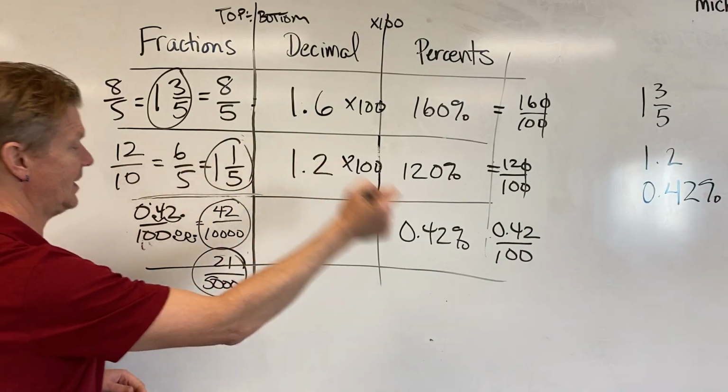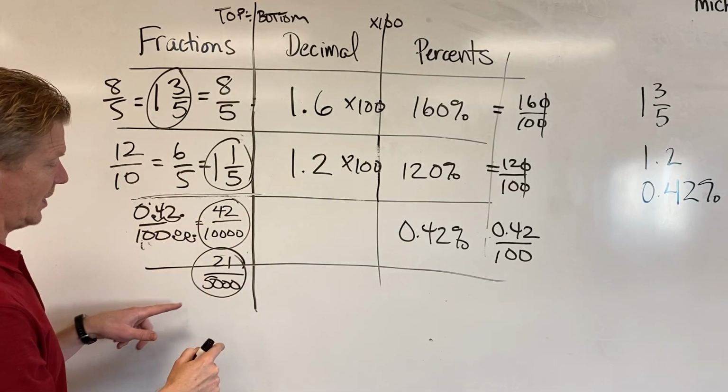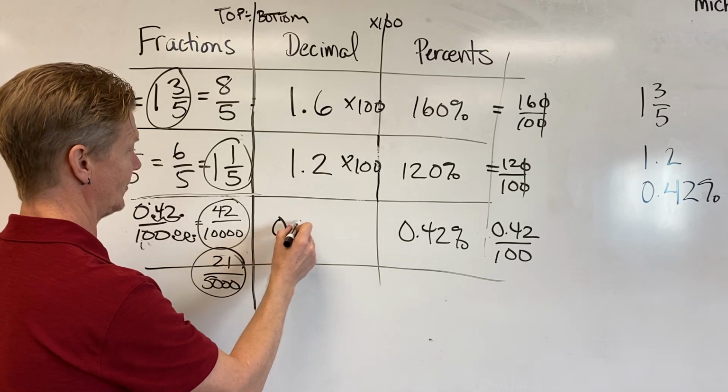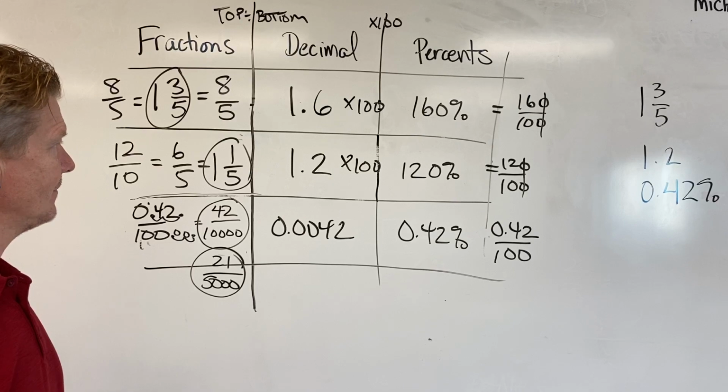So to go from here to here now, I just divide 42 over 10,000 or 21 over 5,000, and I get 0.0042, a very small little number. Okay, that's it.